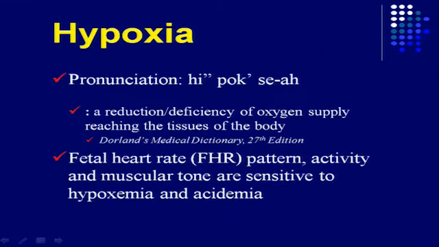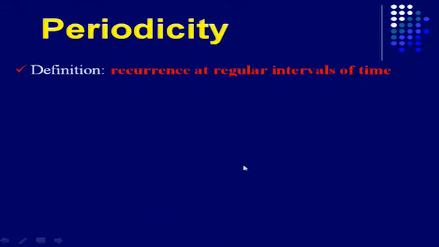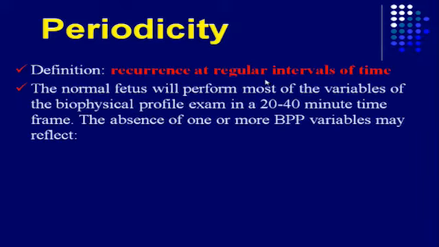So we're looking at the fetal heart rate pattern. We're going to look at reduction or deficiency of the oxygen supply. We're trying to assess for hypoxia. Periodicity, we're looking at the definition of that as a recurrence at regular intervals of time. So a normal fetus will perform most of the variables of the biophysical profile exam in a 20 to 40 minute time frame. So we usually give them 30 minutes.